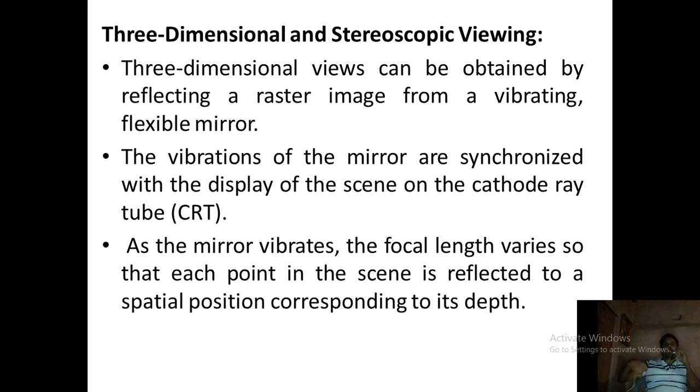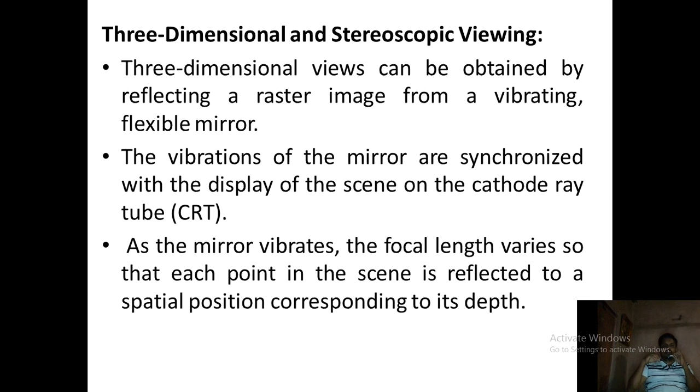Then next is three-dimensional and stereographic viewing, right? Three-dimensional views can be obtained by reflecting a raster image from a vibrating flexible mirror. The vibration of the mirror is synchronized with the display of the scene on the cathode ray tube, right?